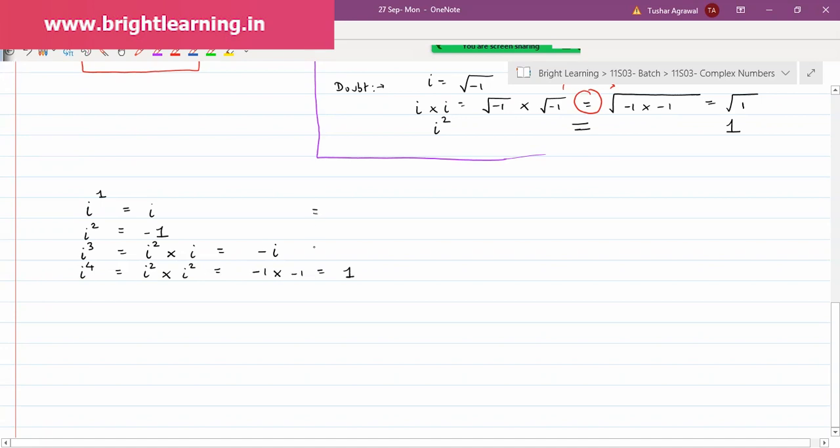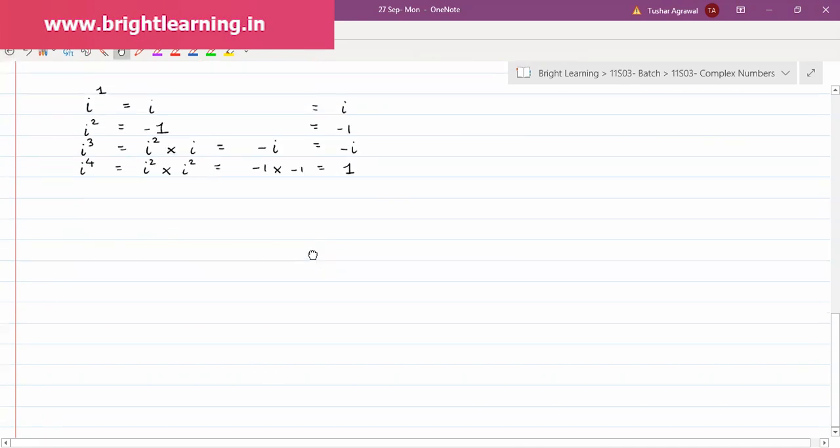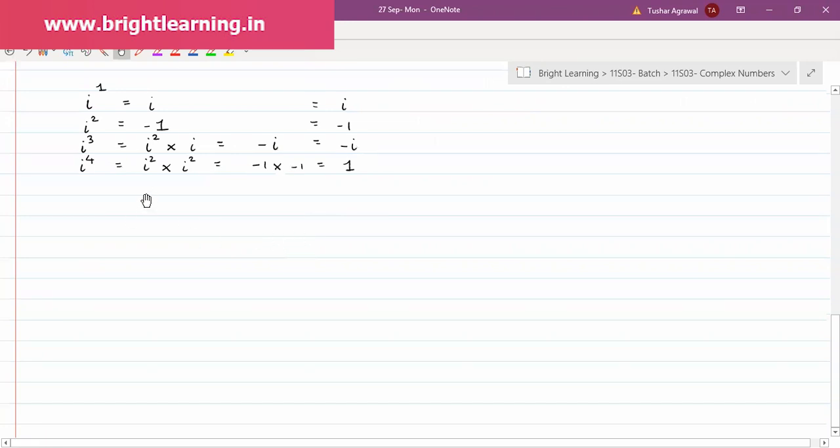So all the 4 powers I will write again. i raised to 1 is i, i square is -1, i cube is -i, and i raised to 4 is 1. After this, the powers go on repeating. The power repeats itself in a cycle of 4.